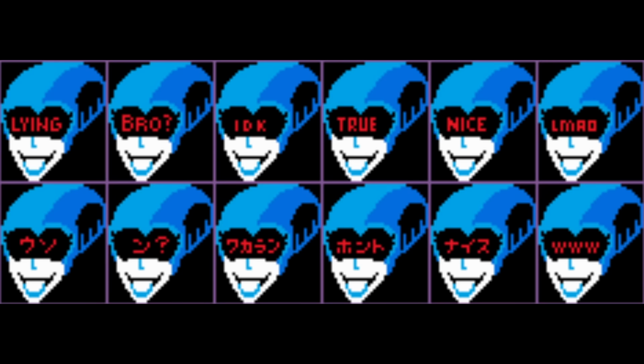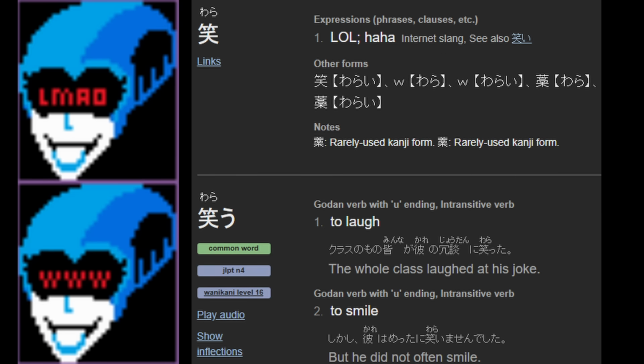The text in Queen's portraits were localized too. LMAO was replaced with www because that's a common way to show laughter in Japanese, since W is a shortening of wara, meaning laughter.